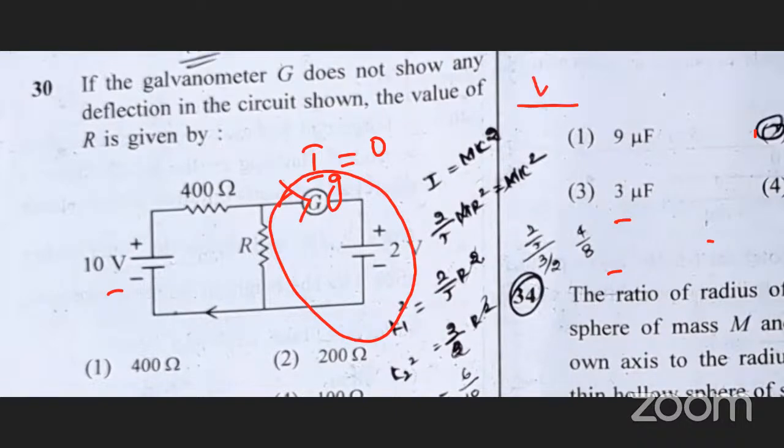V by R. Here, these two resistors are in series, since there is no current flowing in the galvanometer. So the current is V by 400 plus R. The value of V is equal to 10 volts. So 10 divided by 400 plus R is the current that flows in the circuit.